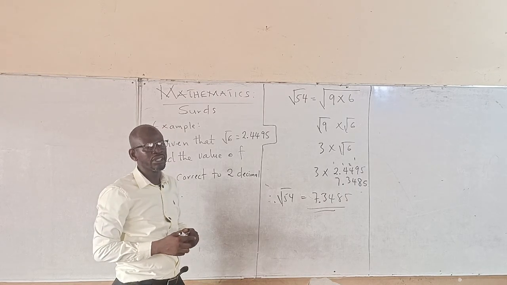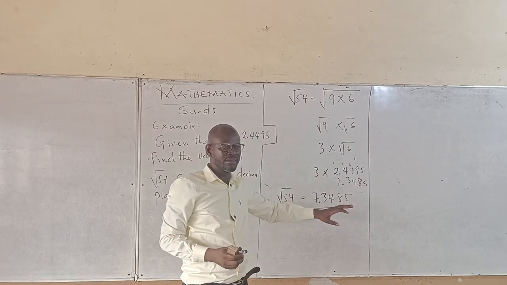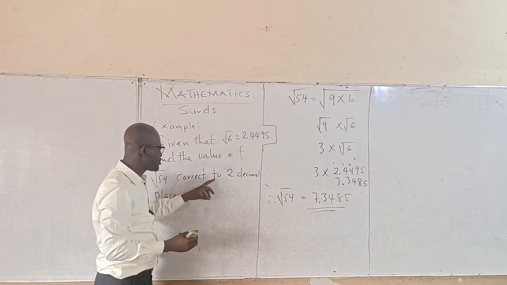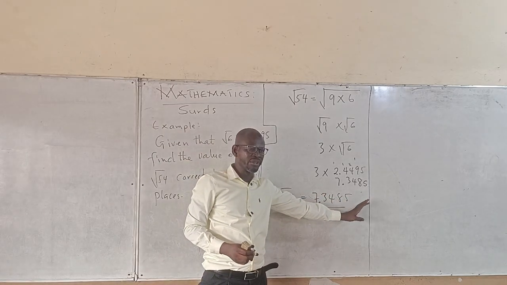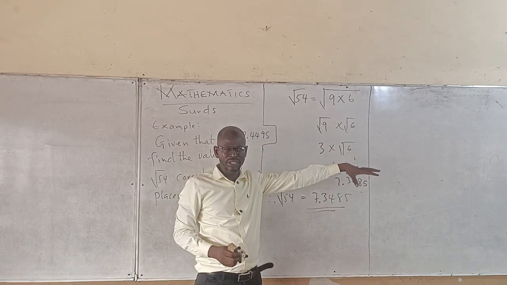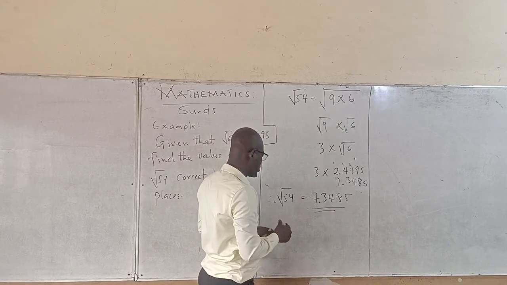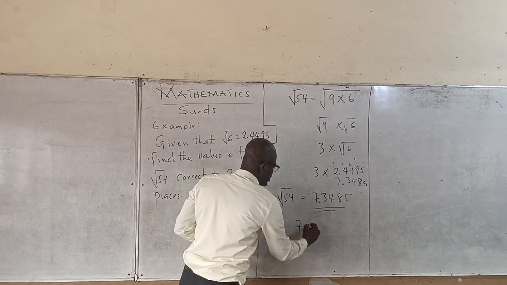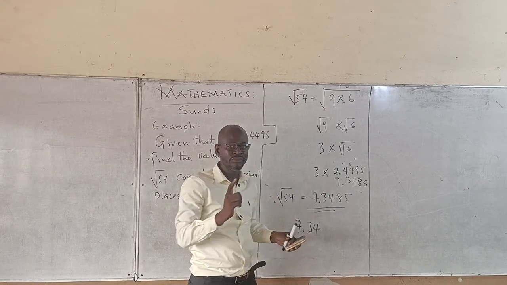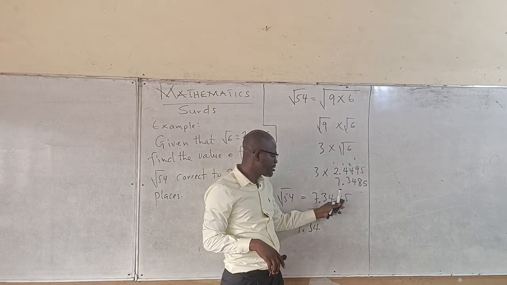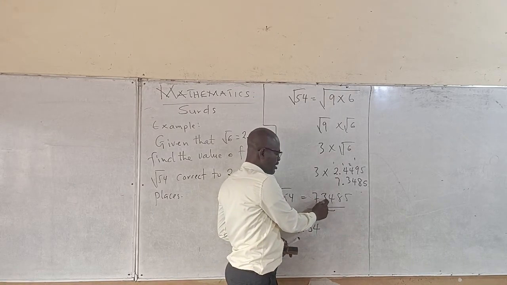But they say we should not leave our answer in 4 decimal places. We should leave our answer in 2 decimal places. It means we don't need all the 4 digits after the decimal point. We should drop the last 2 digits and maintain the numbers after the decimal point. So this becomes 7.34, and then we drop the last 2 digits.